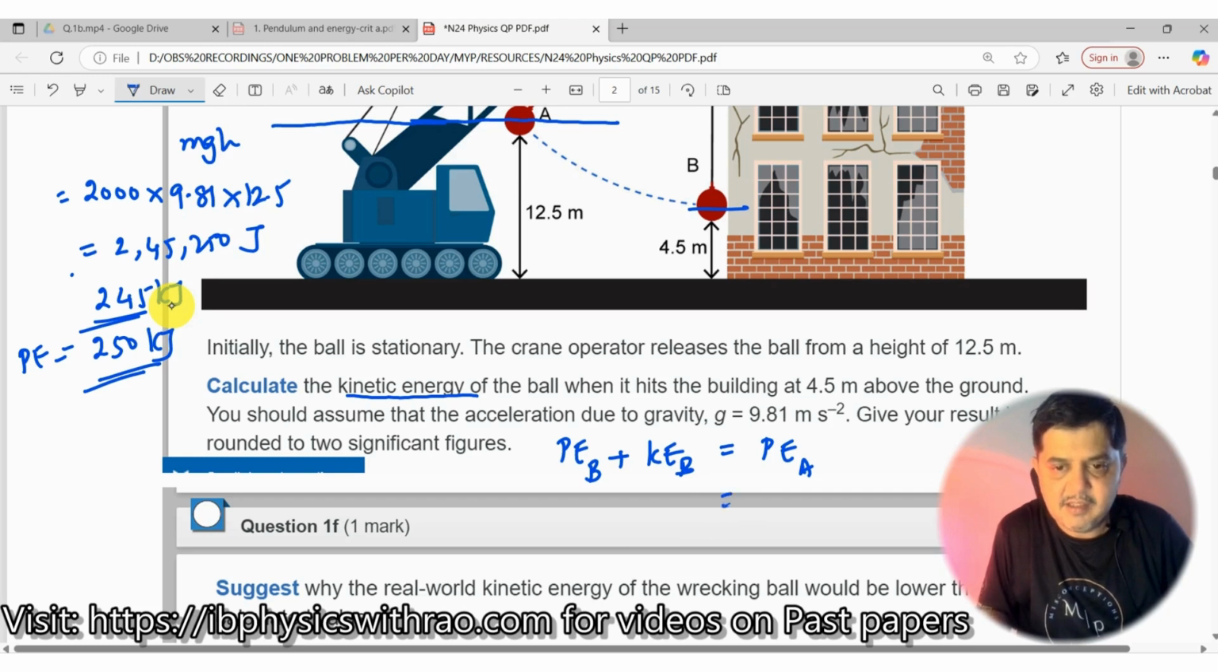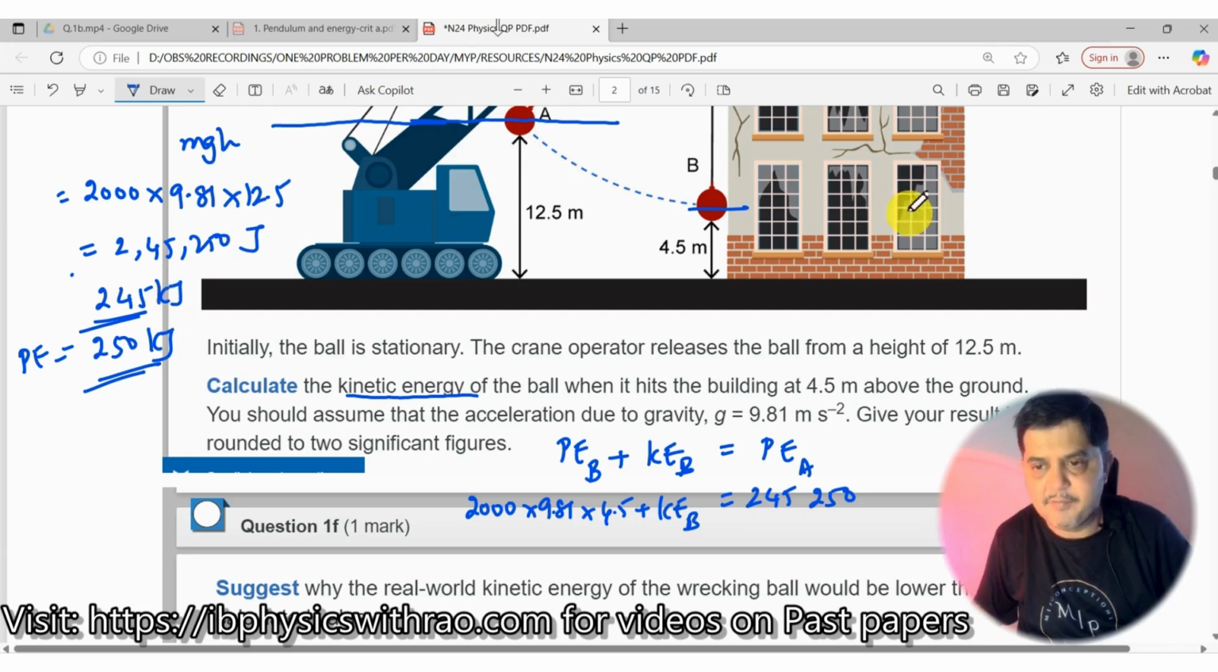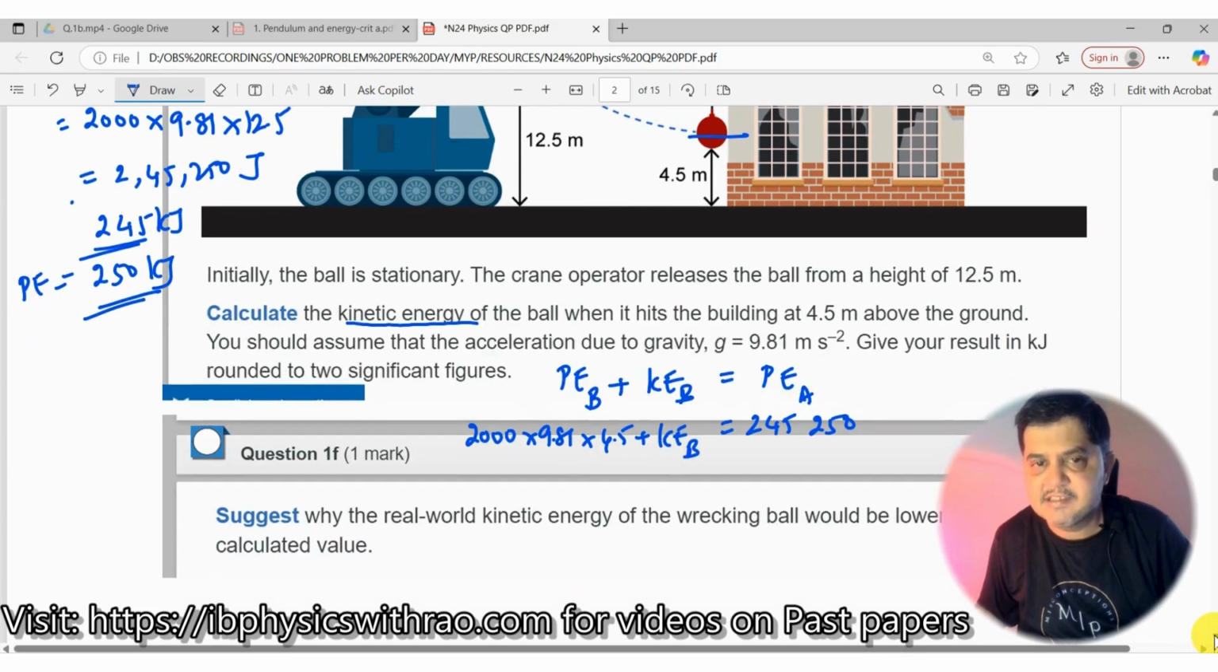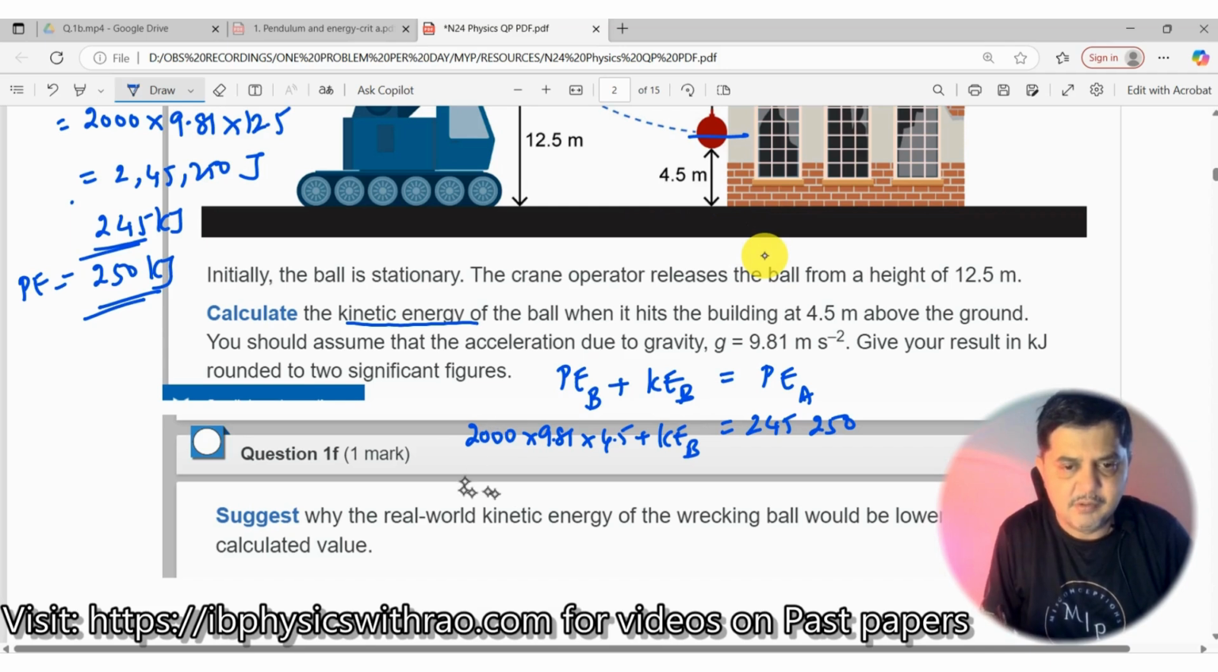So first let me simplify, then I will put it into significant figures. I will write this as 250, and this one would be, what is the mass here? 2000, right? 2000 multiplied by 9.81 multiplied by 4.5 plus kinetic energy. This is what I can get. In fact, many of you might be thinking, I can just subtract 12.5 minus 4.5. You can do that, nothing wrong. It's the next step, but anyway, I'm doing it like this.